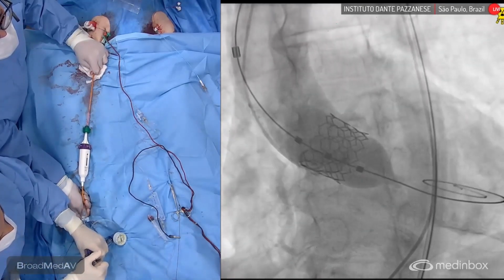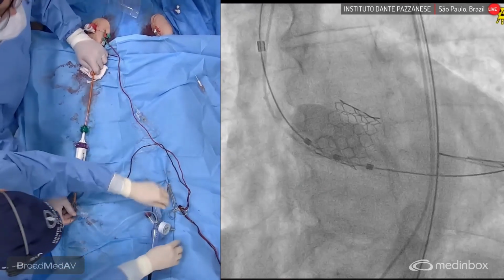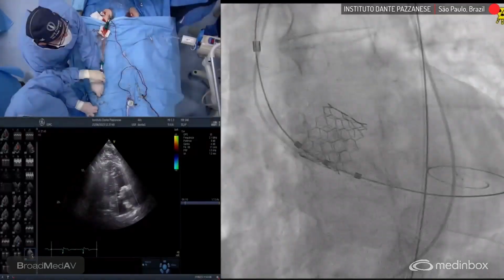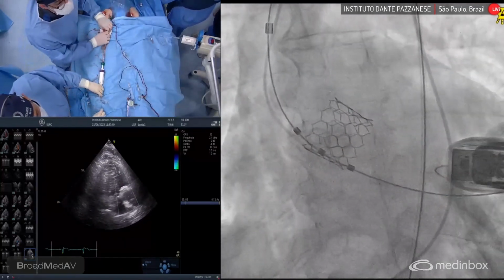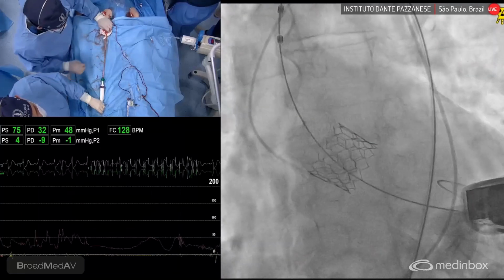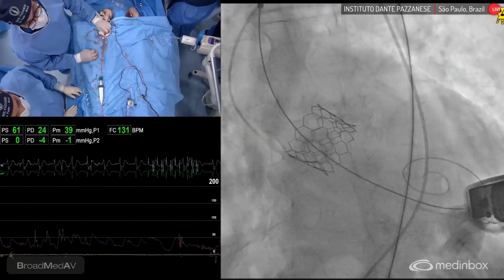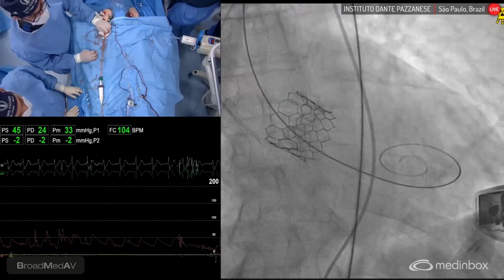1, 2, 3, 4, 5. Pacemaker off, please. Let's check hemodynamics, please. Perfect. Great, it's recovering.